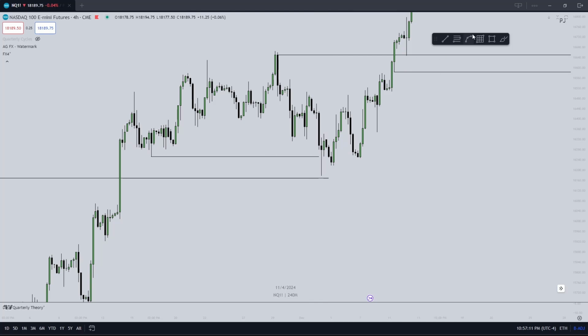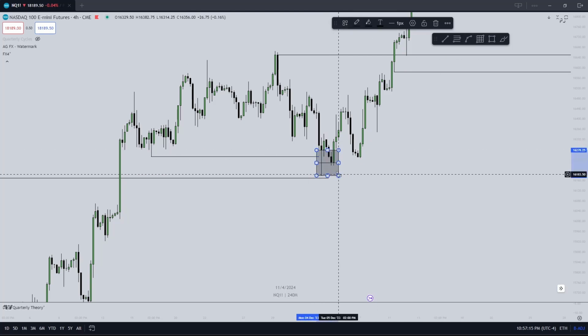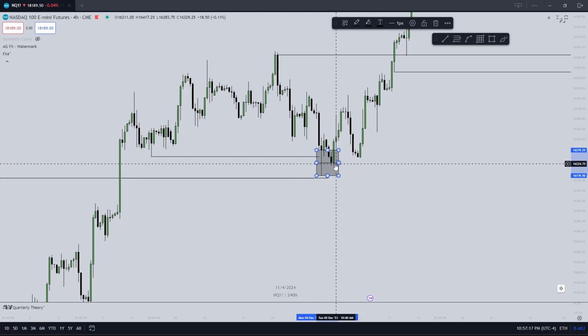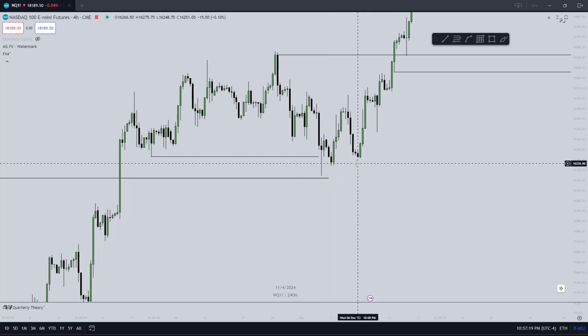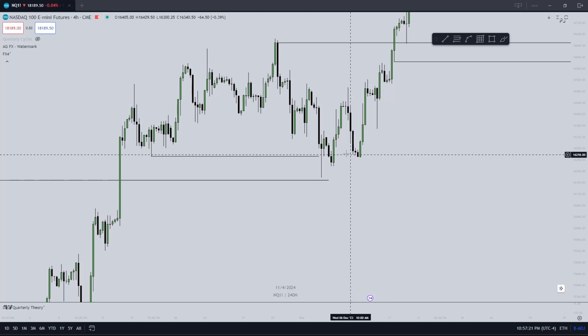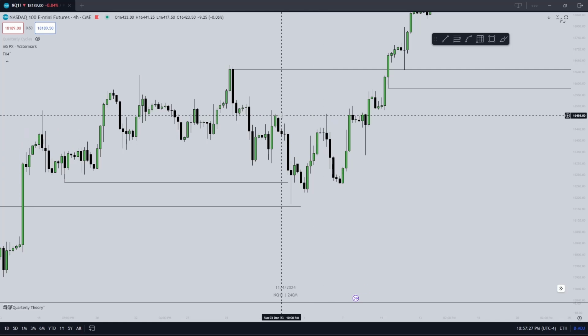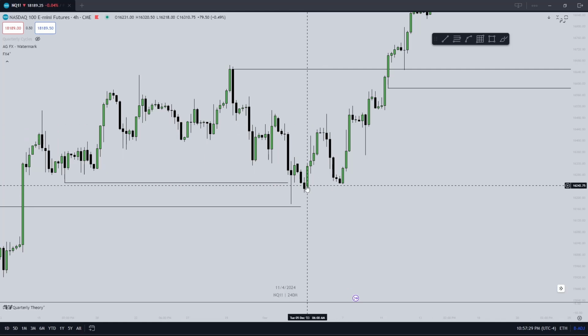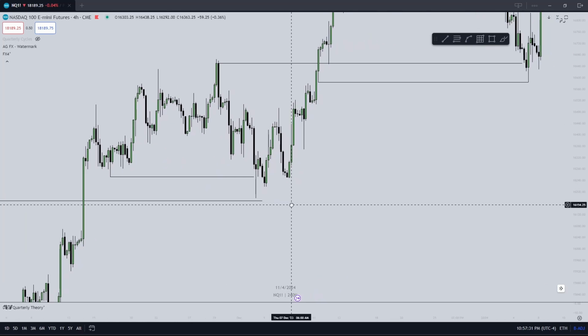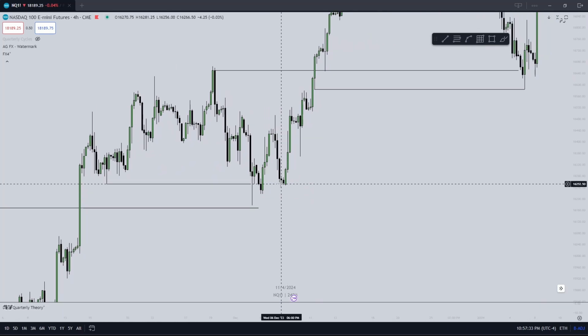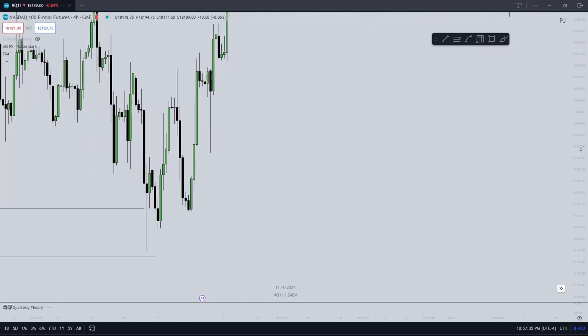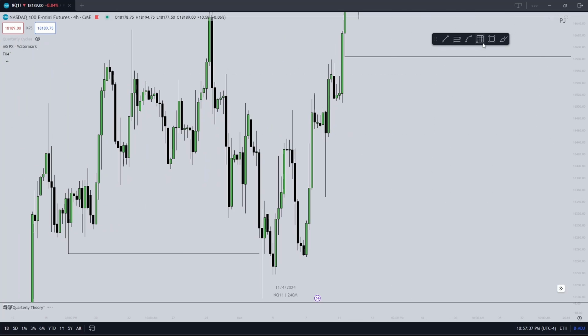We wick below. We close within 50% of the wick. We'll get some more sauce on that in the rejection block video. Then we break higher, right? And then come back to the order block. As we react to this order block, we are in a discounted range.